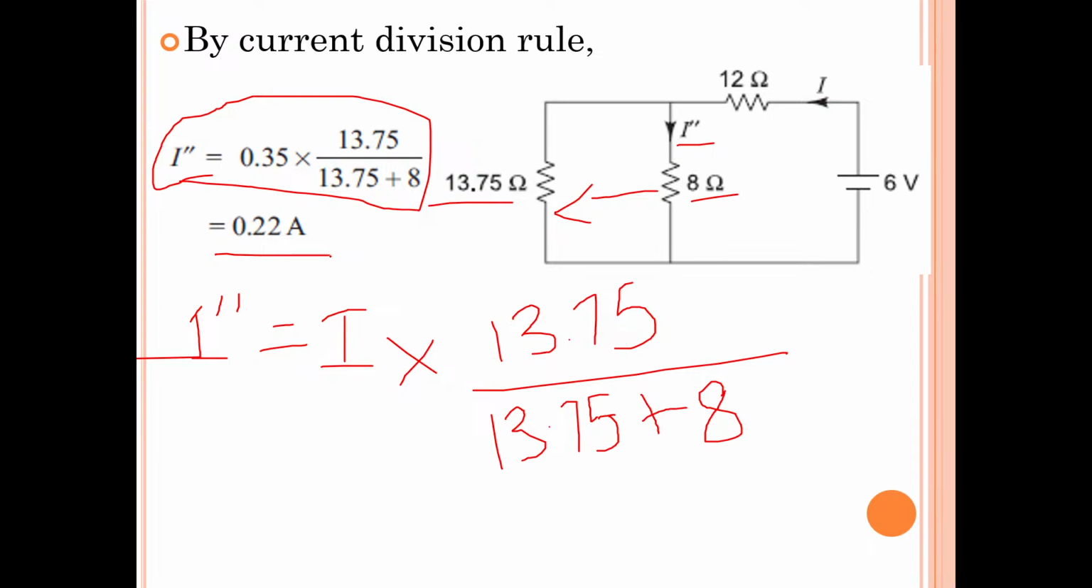So what was the I dash value? Can anyone mention? Earlier we have calculated I dash. How much was it? 0.096. Okay. I double dash, how much did we get? 0.22 amperes. So according to the superposition theorem, you simply add these two currents, and you will get the total current in that element when both sources were present.